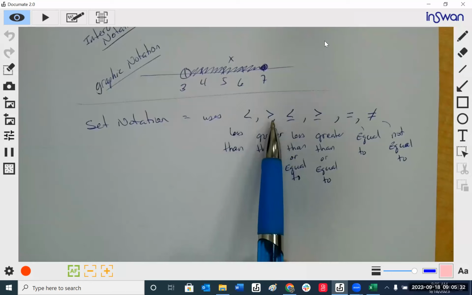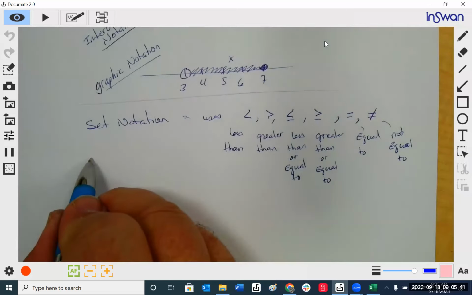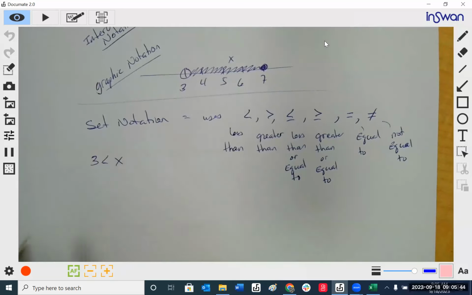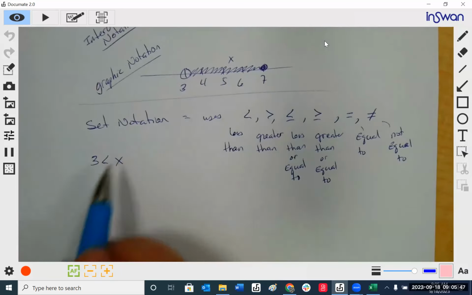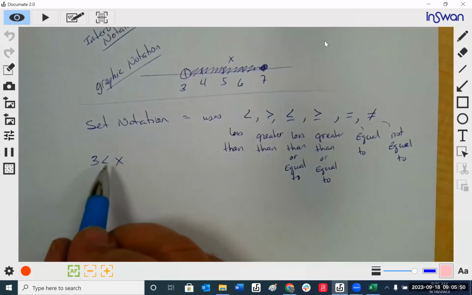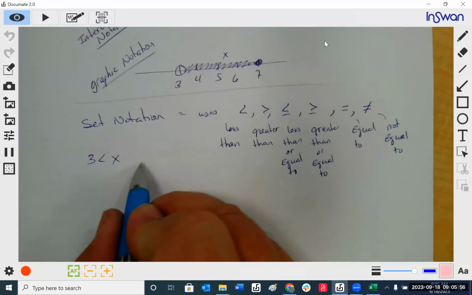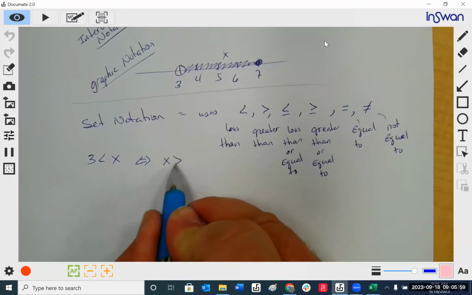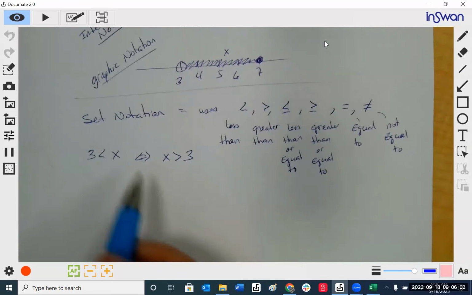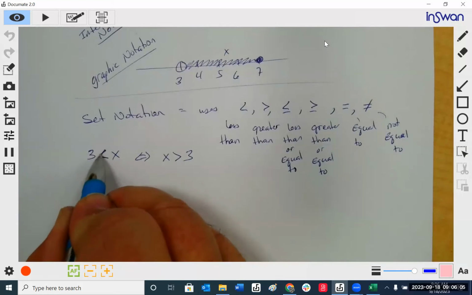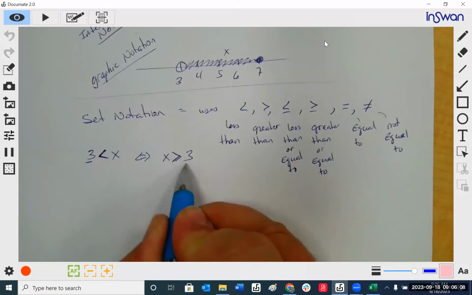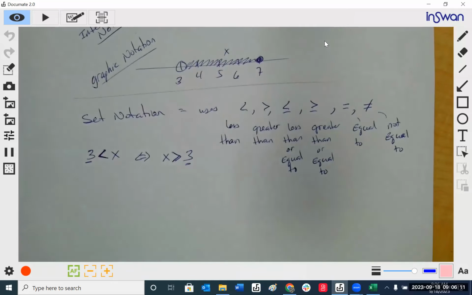Why is this one called less than? This one's greater than. Exactly. Because when we read these things, this one says 3 is less than x. What's another way of saying this? This is the same thing as saying x is greater than 3. If you flip them around, you have to make sure that the arrow is pointing to the same number. You can't just change the x and the number. You have to change the whole thing. Take your paper and just flip it over.